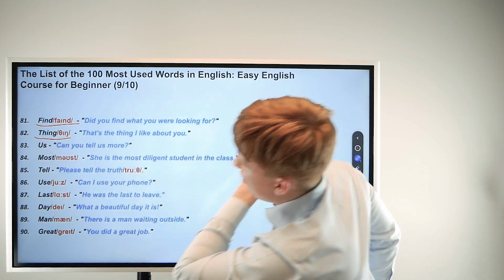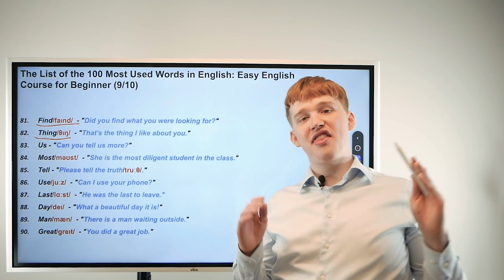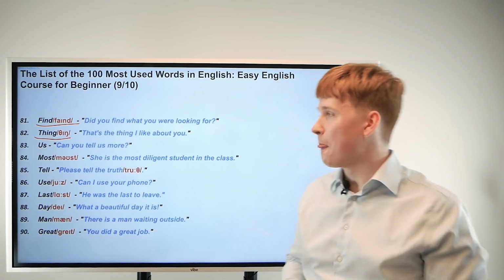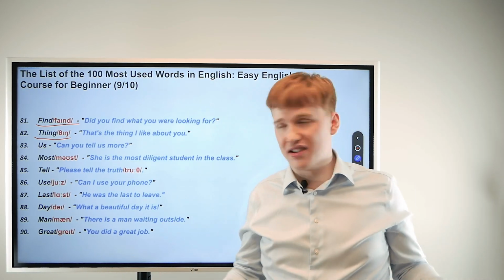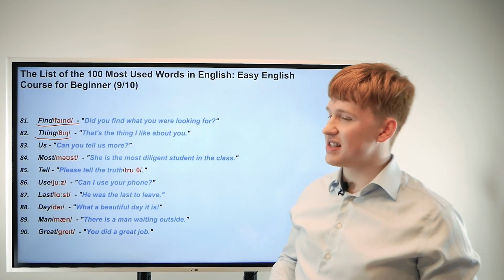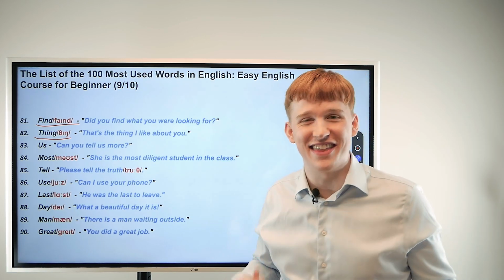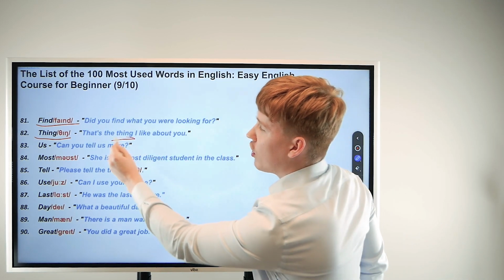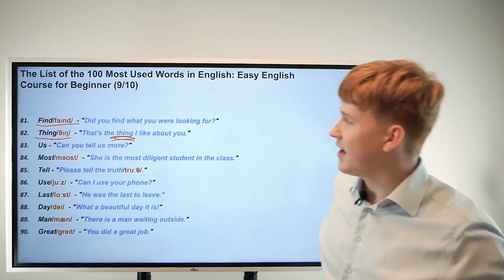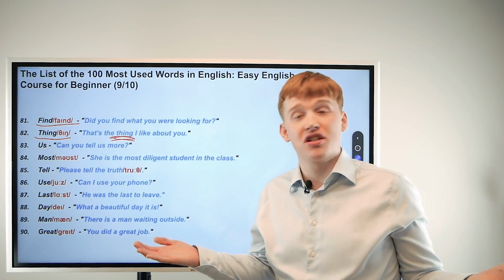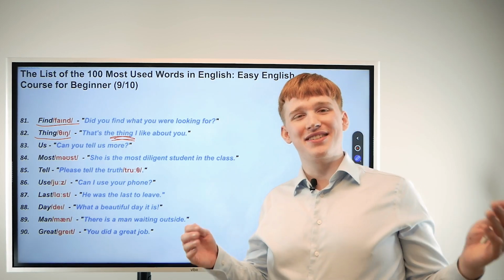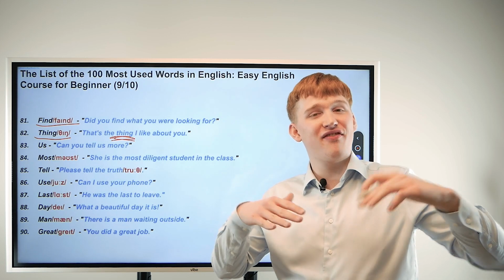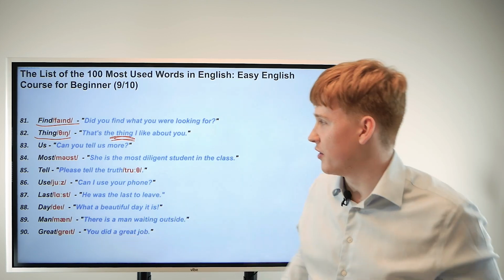Next up, we have thing. That's the thing I like about you. So a thing could be anything. So it could be, this is a thing. This TV is a thing. This shirt is a thing. So you could say, that's the thing I like about you. That's what I like about you. You see? And that's the part of you that I like, because maybe someone is funny. That's the thing I like about you.